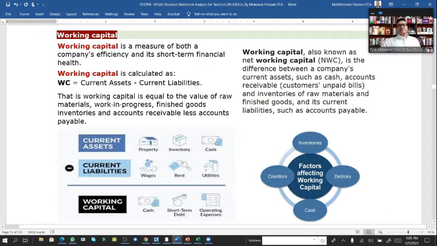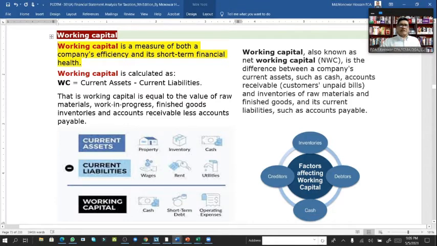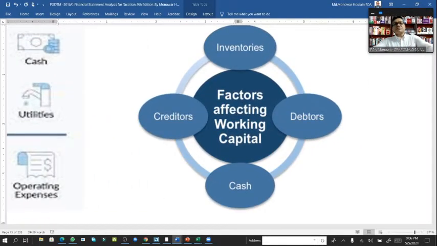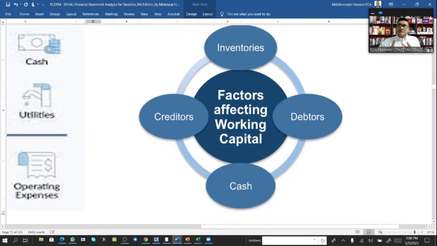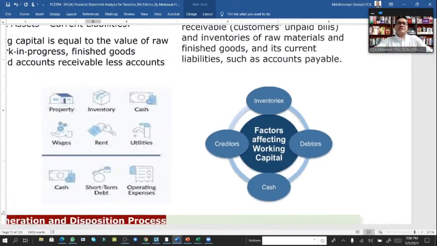And now working capital. So what is working capital? Working capital is a measure of both a company's efficiency and its short-term financial health. So for working capital, we calculate current assets minus current liabilities, and we know the components of working capital: inventories, which include material inventories, work in progress inventories, and finished goods inventories. Also we have the components debtors, cash, and creditors.